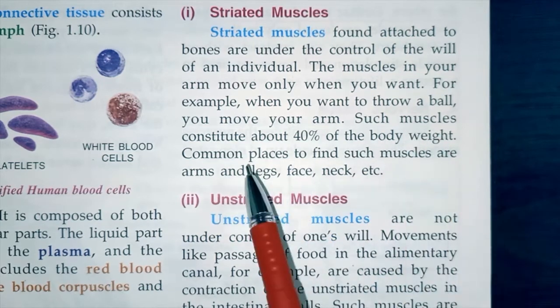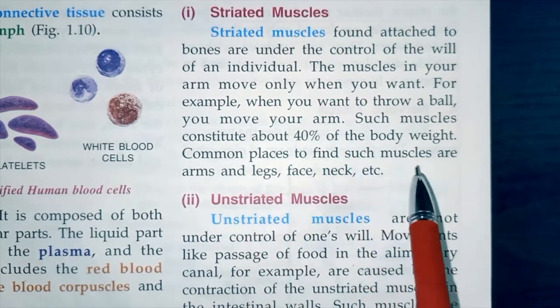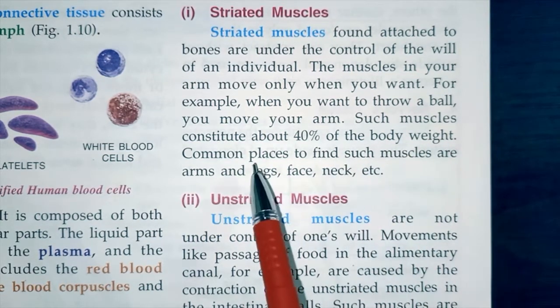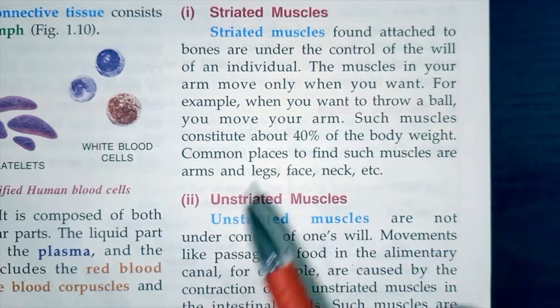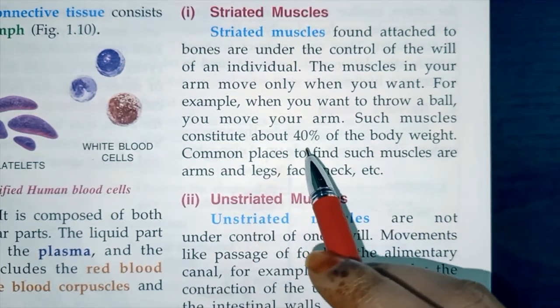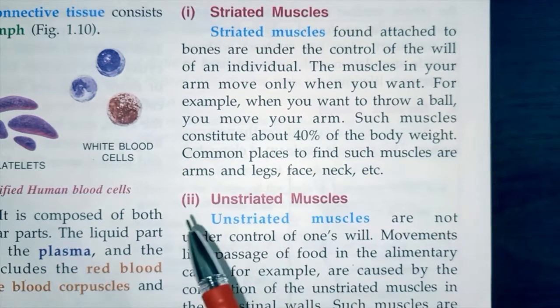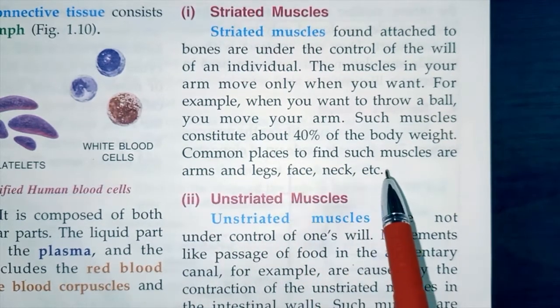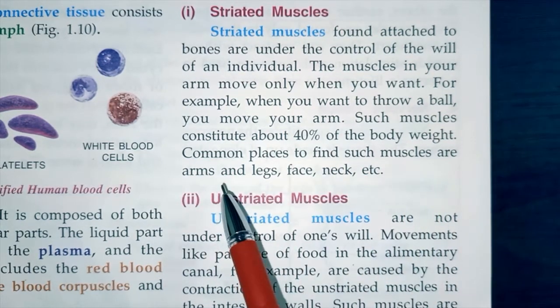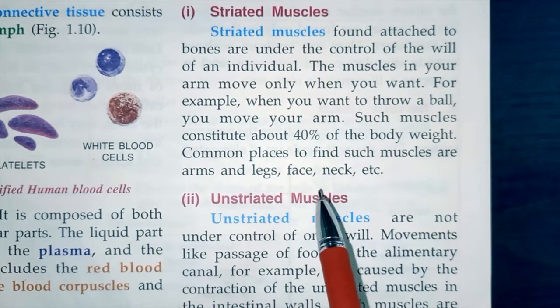Such muscles constitute about 40% of the body weight. How much percentage? 40%. They constitute about 40% of the body weight. Common places to find such muscles are arms and legs, face, neck, etc.